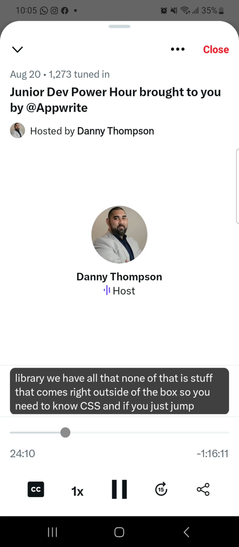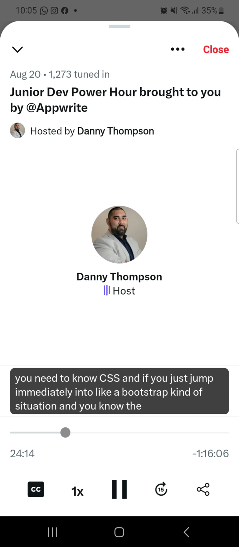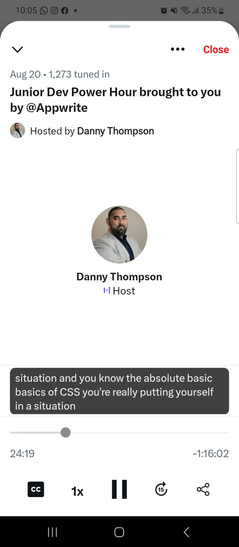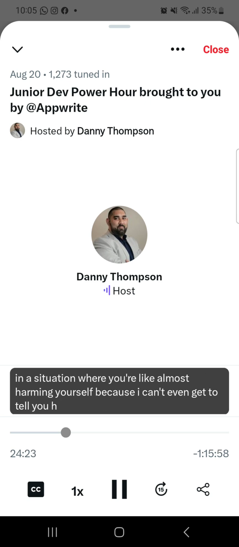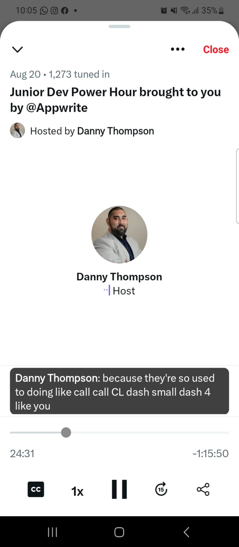And if you just jump immediately into a Bootstrap kind of situation, and you only know the absolute basics of CSS, you're really putting yourself in a situation where you're almost harming yourself, because I can't even begin to tell you how many people don't understand how to utilize Flexbox because they're so used to doing like col-sm-4. You need to give yourself some strong basics there.